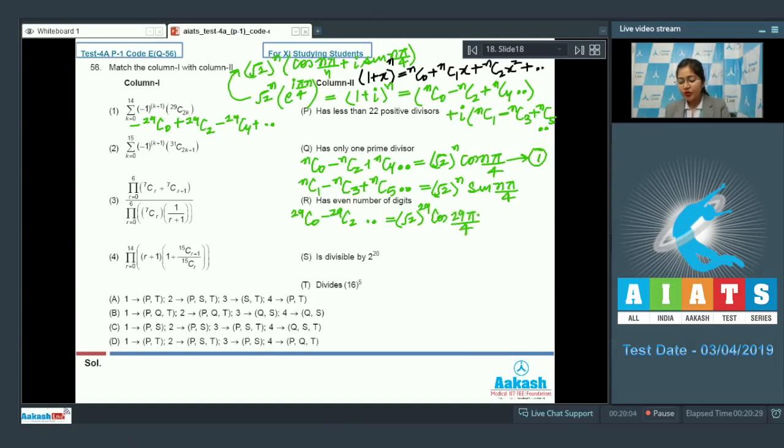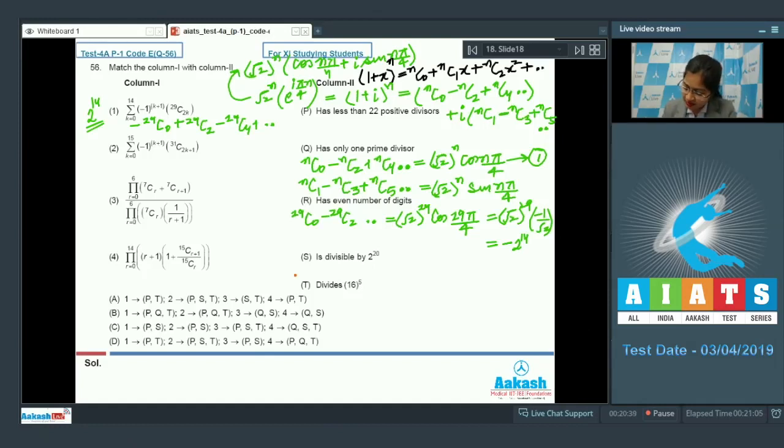Cos 29 pi by 4 can be written as cos of 7 pi plus pi by 4, so the value is root 2 raised to the power 29 into minus 1 by root 2. So this is equal to minus root 2 raised to the power 28, that is 2 raised to the power 14. Now as we have to find minus of this value, so its value is equal to 2 raised to the power 14, right? Firstly let's find the values of all the 4 expansions, right?